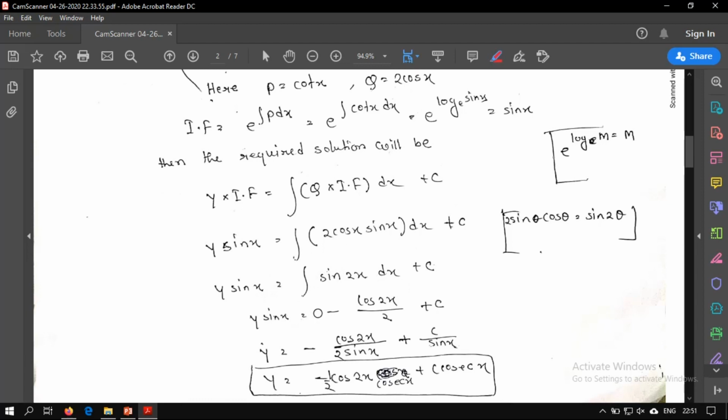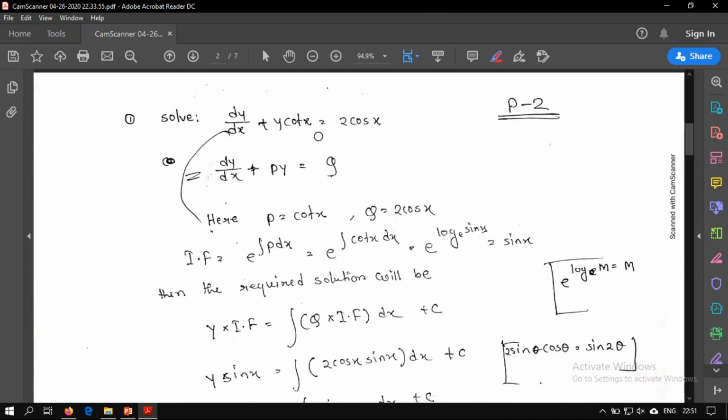Okay, y sin x equals the integration of sin 2x, and the integration of sin 2x is minus cos 2x by 2 plus c. Dividing both sides by sin x: y equals minus cos 2x by 2 sin x plus c by sin x. Here y equals minus half cos 2x times cosec x, plus c cosec x, since 1 by sin x is cosec x. This is the solution of this equation.